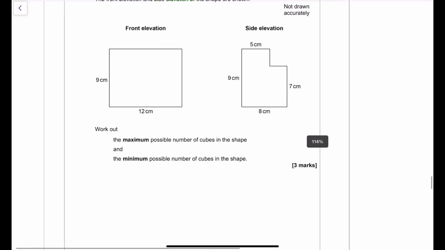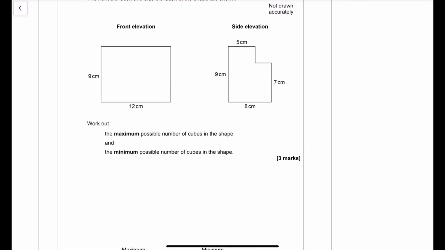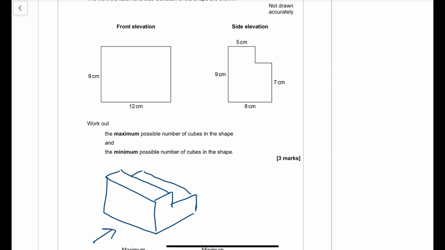Okay, right, I think I have to draw a wee diagram of this thing. So, is that my front? I haven't done these in years. It's not something that ever comes up on ours anymore. Okay, maximum possible cubes. Right, I think that would be the maximum that we could have.